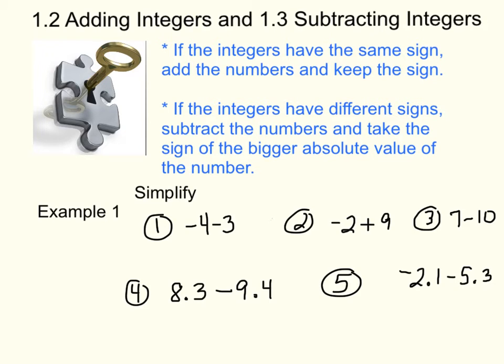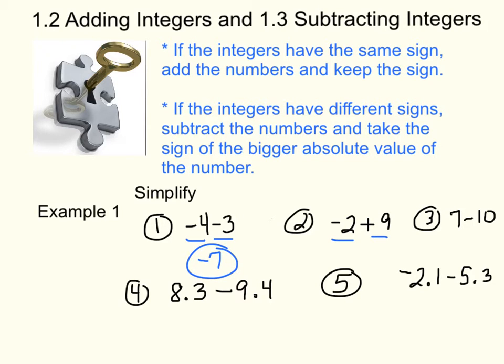So let's do the first 5 examples. Number 1, we want to simplify -4 minus 3. Now, -4 minus 3, this is a -4, and this is a -3. I know we said minus, but it's still a negative. So if I'm looking at this as just 2 separate numbers, I see that I have a -4 and a -3. They're the same sign. So I'm going to add them and keep the sign. That would be -7.